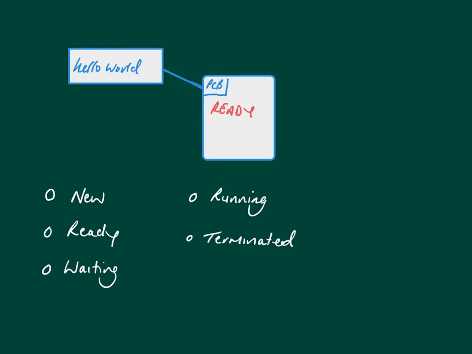And once it's in the ready state, the CPU can give access to that process. And when it does gain access to the CPU, it changes from ready to running. And this means that the process is going through the CPU's fetch-execute cycle.